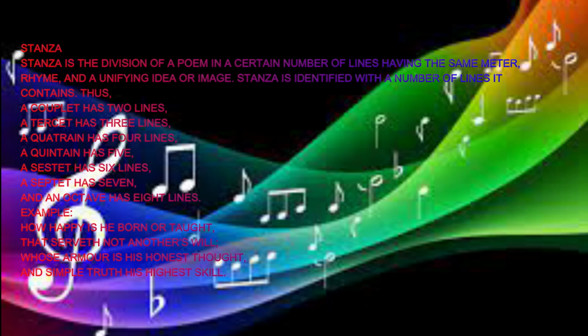Stanza. Stanza is the division of a poem in a certain number of lines having the same meter, rhyme, and a unifying idea or image. Stanza is identified with the number of lines it contains. Thus, a couplet has 2 lines, a tercet has 3 lines, a quatrain has 4 lines, a quintet has 5, a sestet has 6 lines, a septet has 7, and an octave has 8 lines.